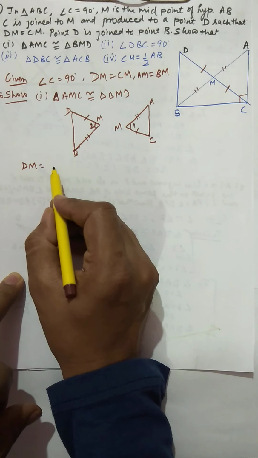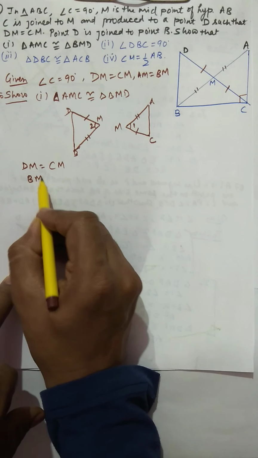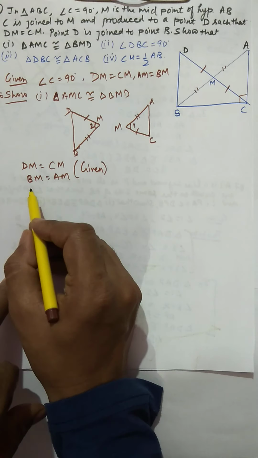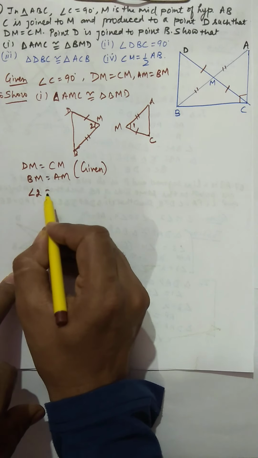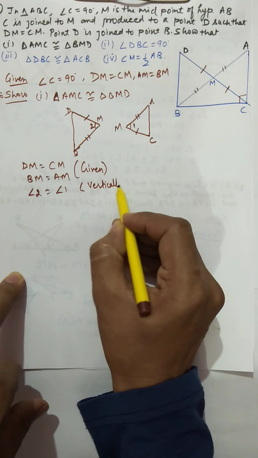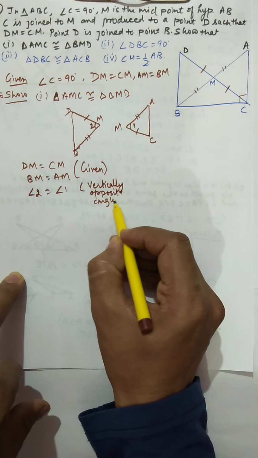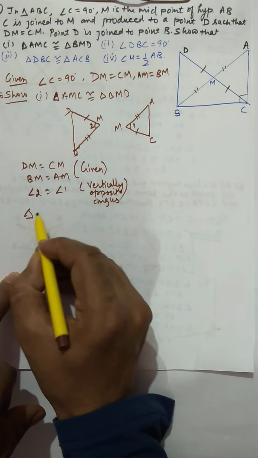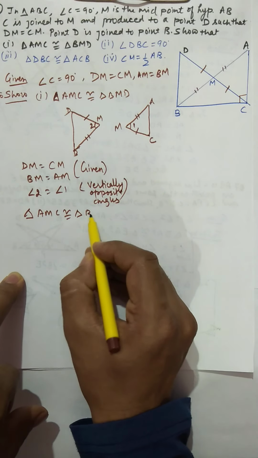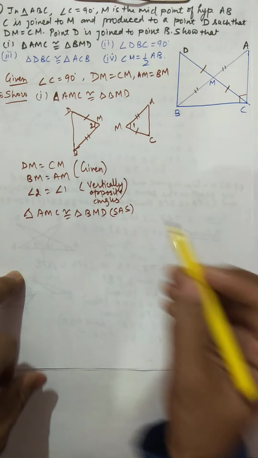DM is equal to CM, and BM is equal to AM. These two pieces of information are given to us, and angle 2 is equal to angle 1, since these are vertically opposite angles. So you can say these two triangles, triangle AMC is congruent to triangle BMD, and the criterion is side, angle, side.